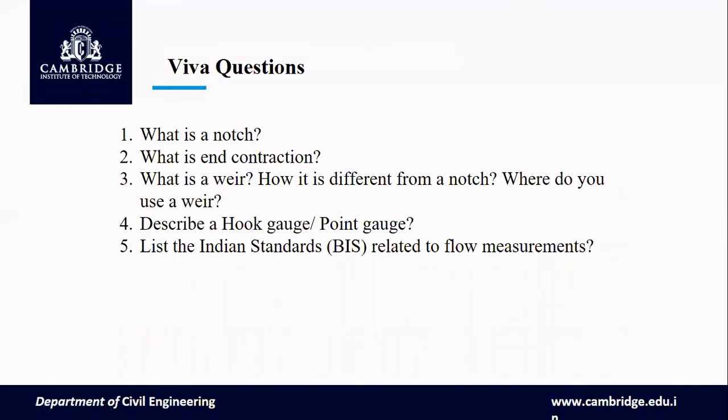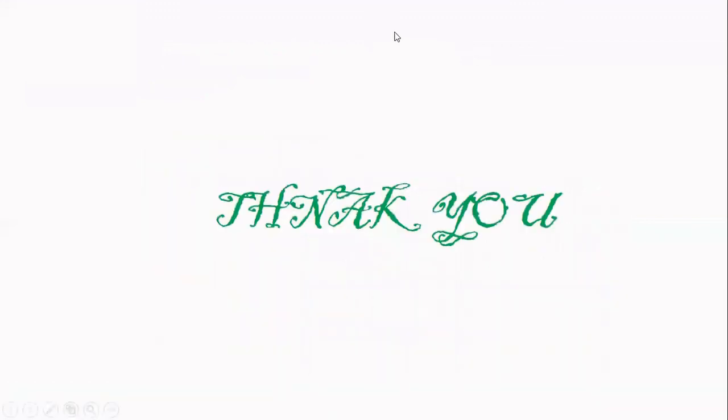Next, coming to the viva question part. These are some questions that examiners frequently ask. What is a notch? What is the classification of notches? What is end contraction? What is a weir? How is it different from a notch? Where do you use a weir? Then describe a hook gauge and a point gauge. What is the use of a hook gauge or a point gauge? What are the Indian standards related to flow measurements? These are some more questions. Just look at them. Yes, then thank you.